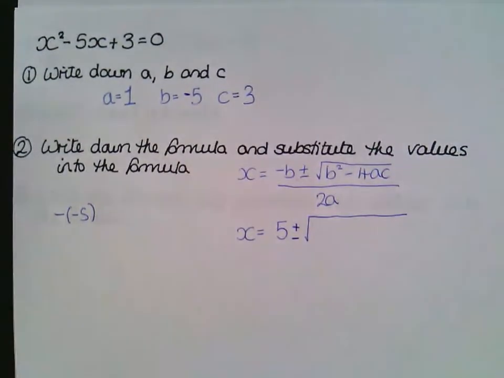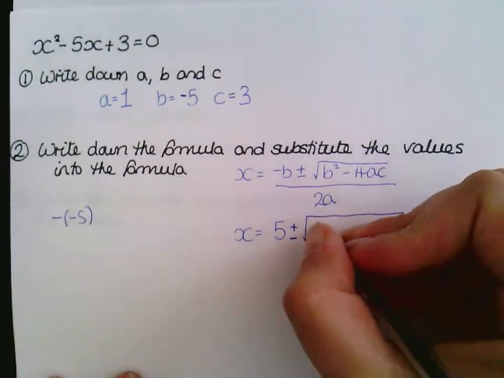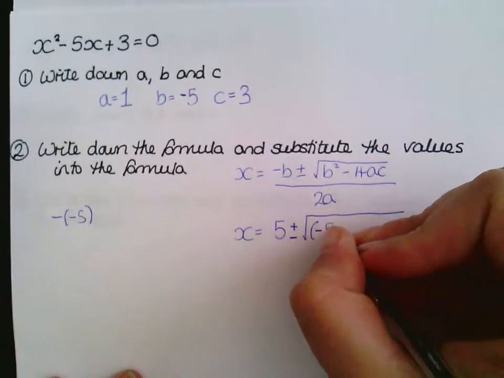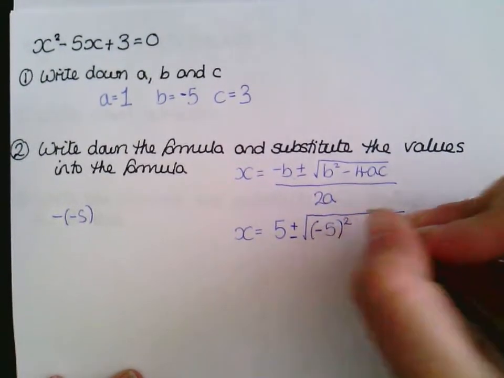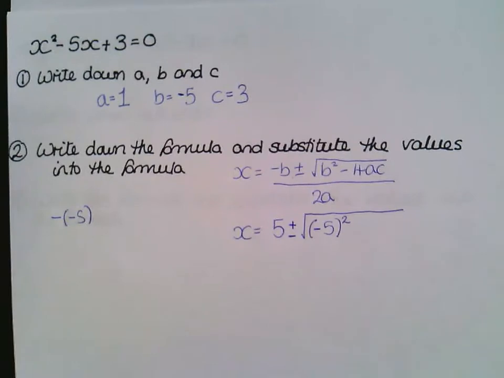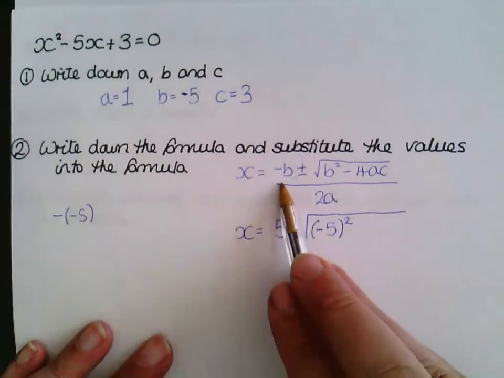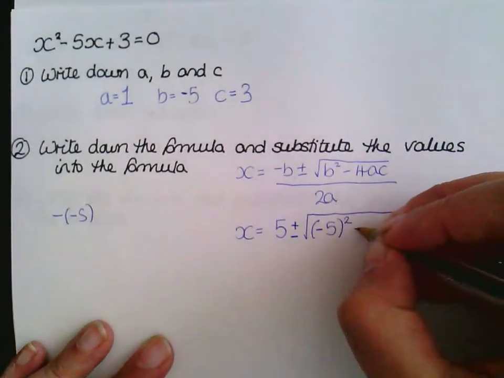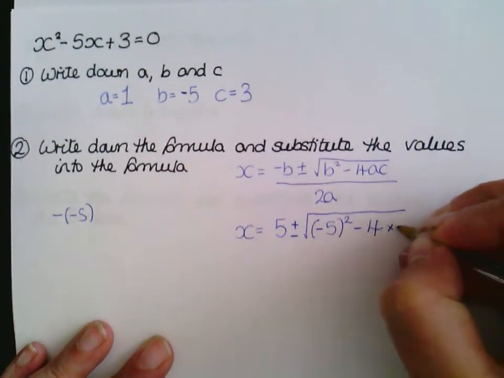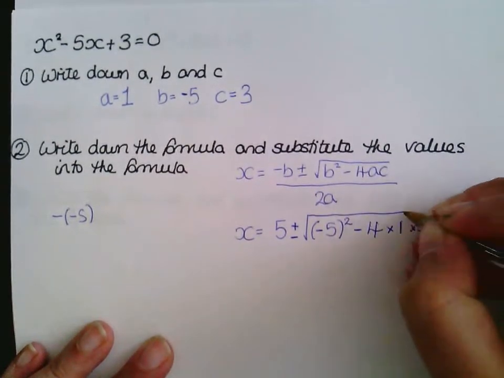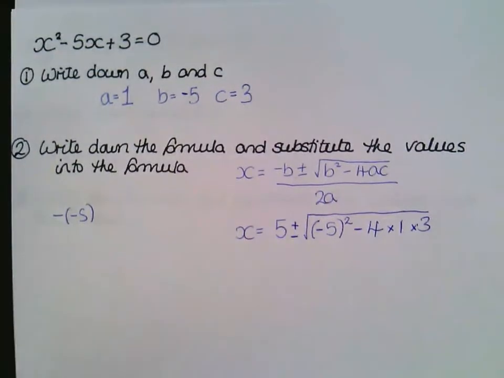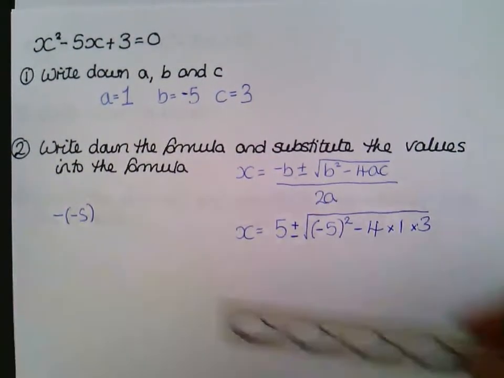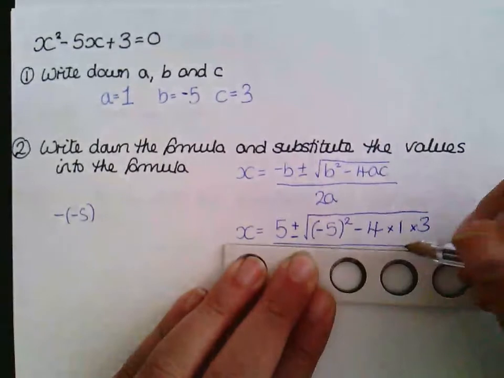All right, key thing where people make mistakes, b squared. Watch how I write it, because if you don't do this, your calculator will do it wrong. You have to use brackets and put the squared outside. If you don't, your calculator will square the negative number wrong. So we've got minus b plus or minus the square root of b squared. Now we're going to do minus 4 times a times c all over 2 times a.